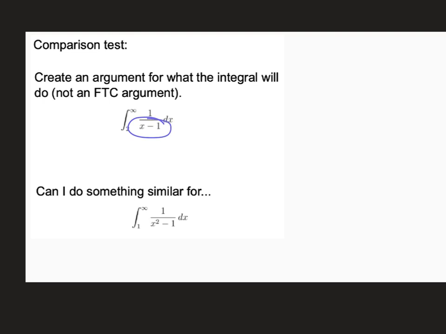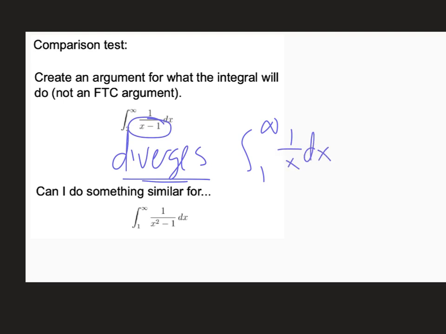I'm going to think, this is like a natural log-y thing, right? So I'm going to say that it diverges, because we showed that this diverges. And that's going to behave similarly. That's going to be my comparison. I'm going to compare that to 1 over x. If you look at the graphs, it might help you.